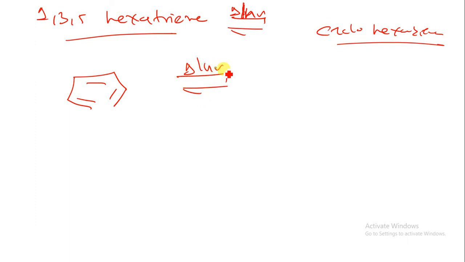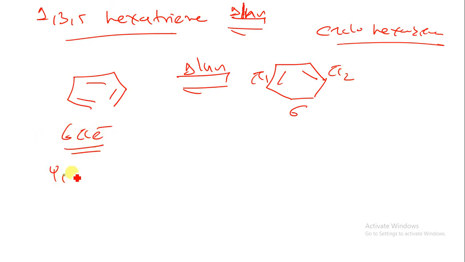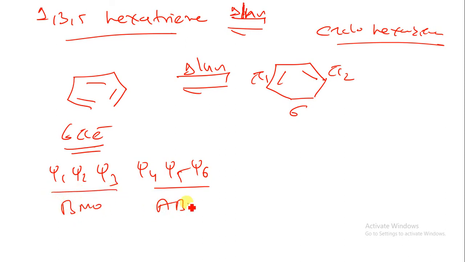When we are using thermal or photochemical condition, it will come under pi bond formation and a new sigma bond formation. So that is sigma, pi 1 and pi 2. There are a total of 6 pi electrons, so we can say that there should be 6 wave functions: psi 1, psi 2, psi 3, psi 4, psi 5 and psi 6. Psi 1, psi 2, psi 3 will remain at the BMO. Psi 4, psi 5, psi 6 will remain at the ABMO. Total nodes will be 6 minus 1, that is 5.